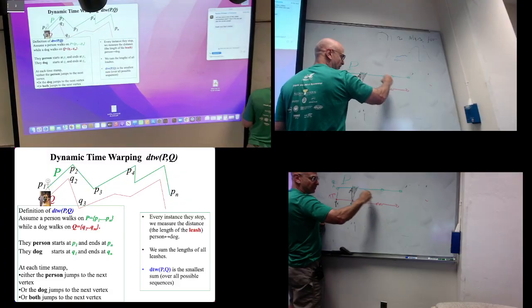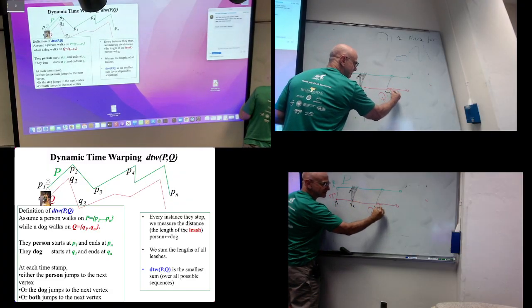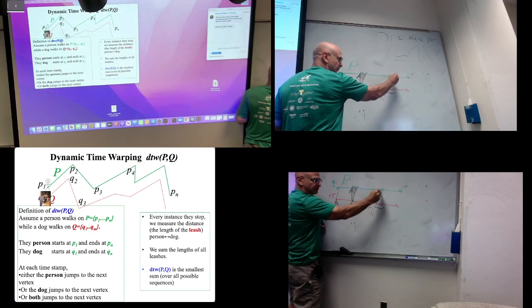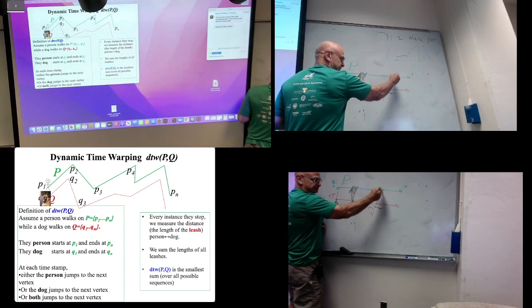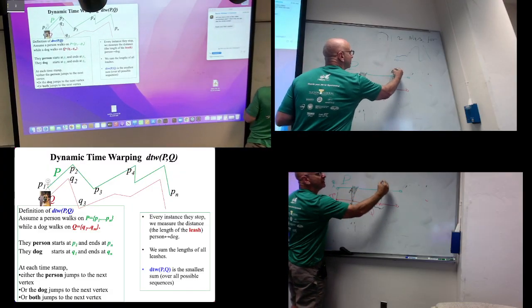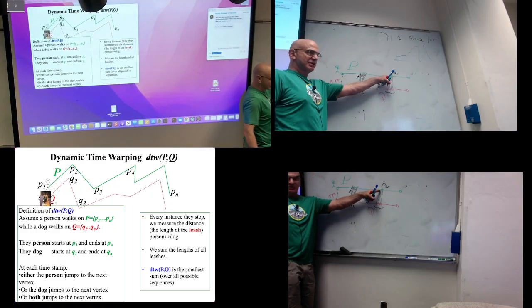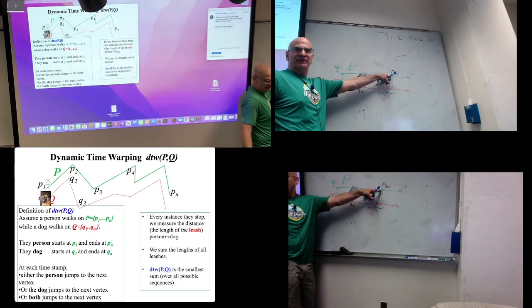Then they'll continue along their way, jump to here, and now all this set of vertices of Q will match this vertex. What will it be? Maybe p30, the next vertex of P. How would I know it? Because the person will wait here when I find the optimal schedule.